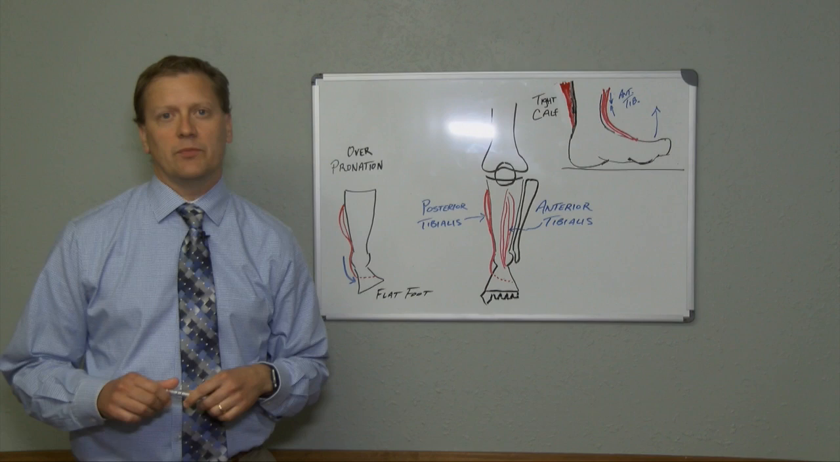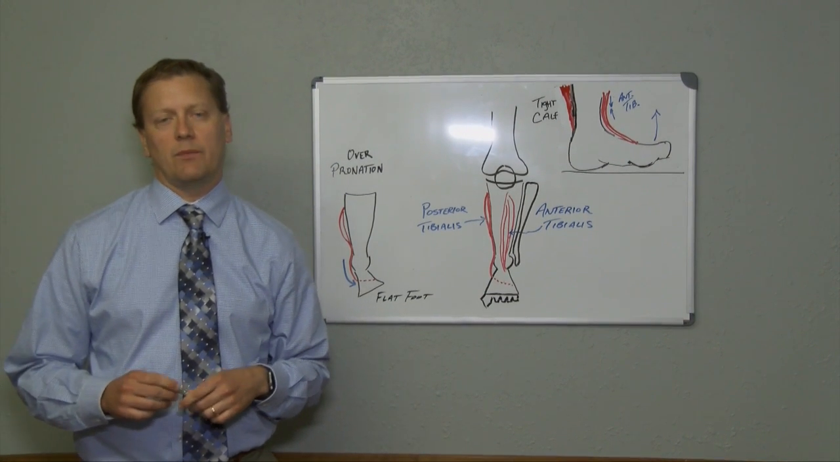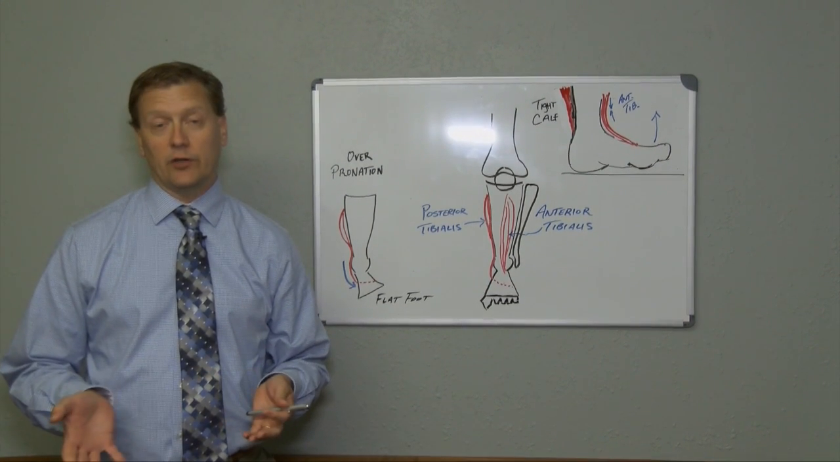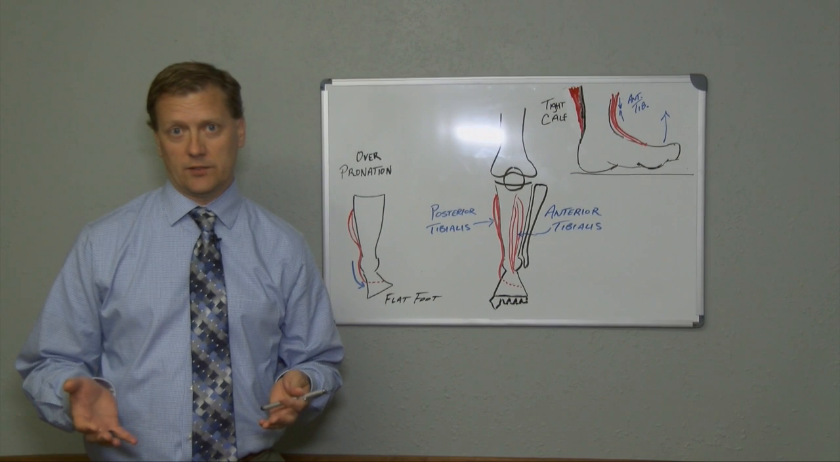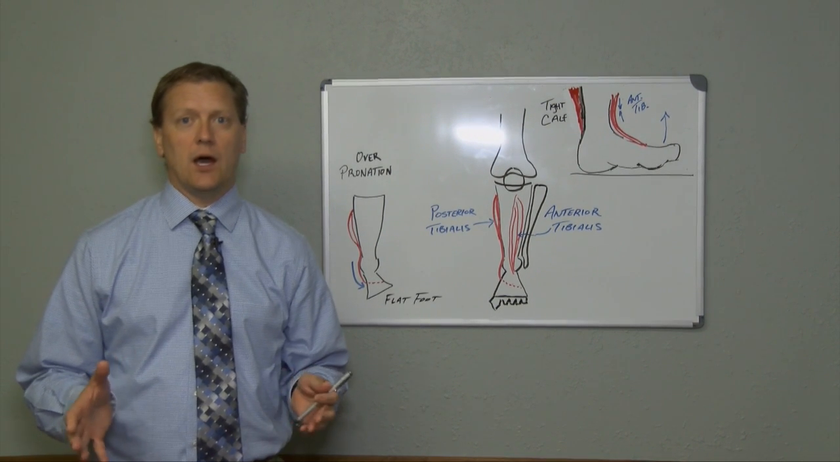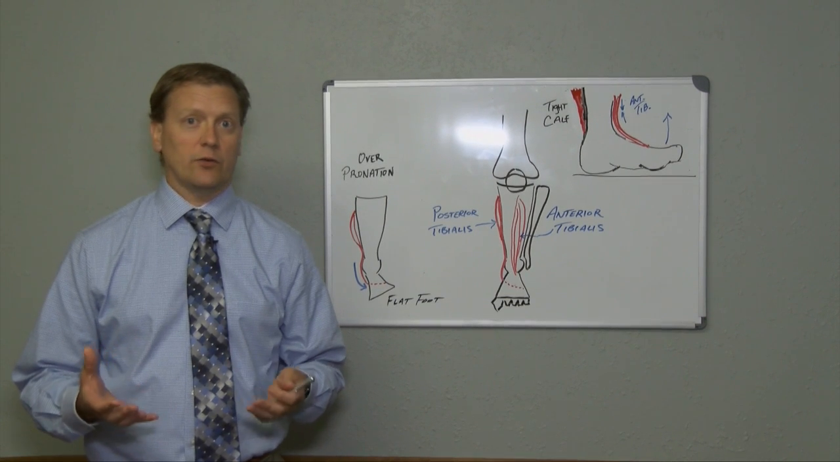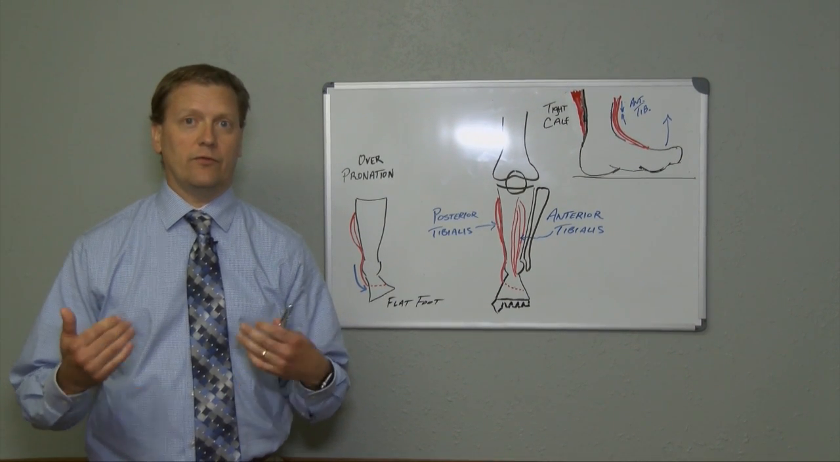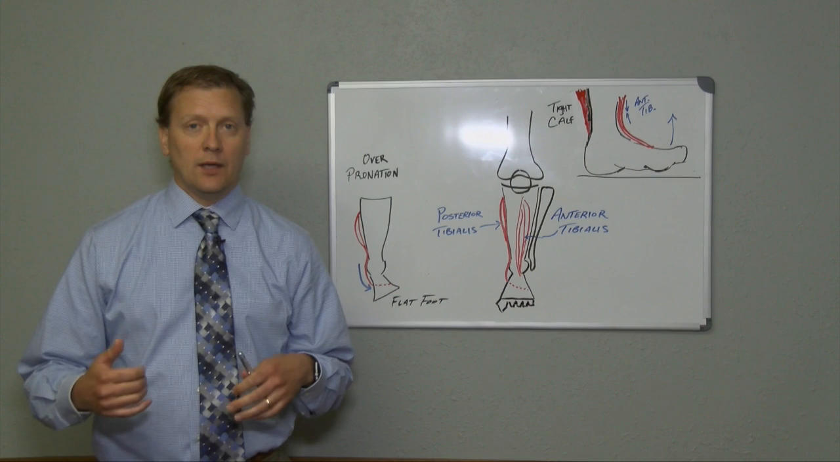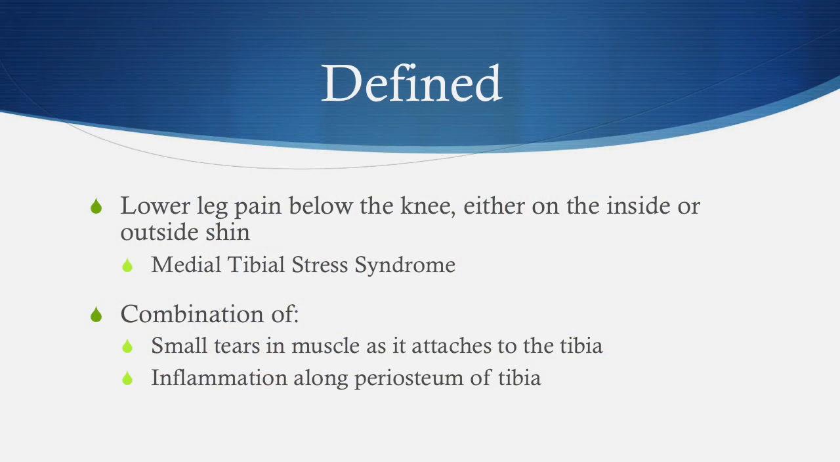Hello, I'm Matt Kaufenberg, physical therapist and owner of Perham Physical Therapy. Today we're going to talk about shin splints. Shin splints is a very common injury in those who run. Shin splints are characterized by pain along the front part of the shin. Now, it could either be on the inside of the shin or the outside of the shin.